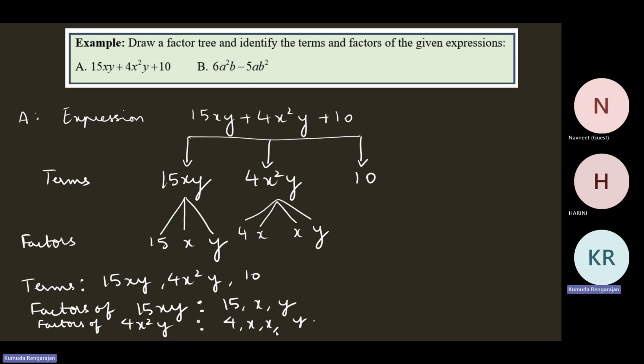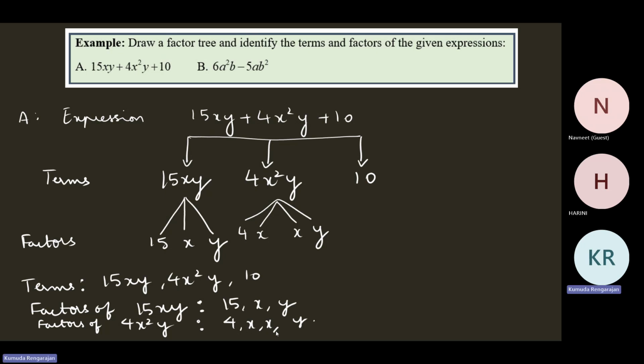The question is to write the terms and the factors. So you should write the terms with the sign. Because it is positive, we are not showing it. If the signs are negative, you'll show the sign also. So there are three terms: 15xy, 4x square y and 10. Now you must write the factors of the terms. The first term is 15xy. Factors are 15, x and y. The second term is 4x square y. Factors are 4, x, x and y.